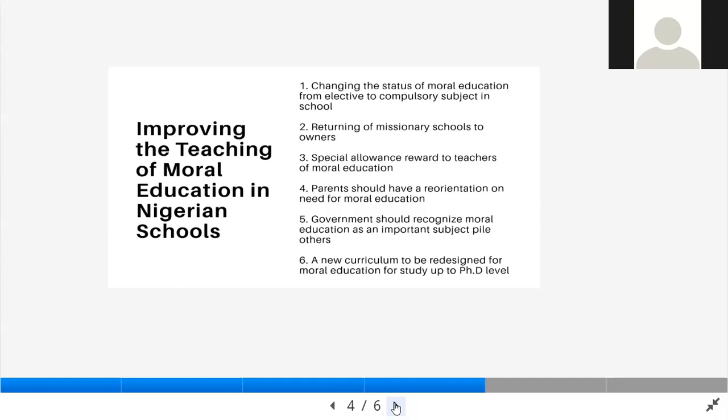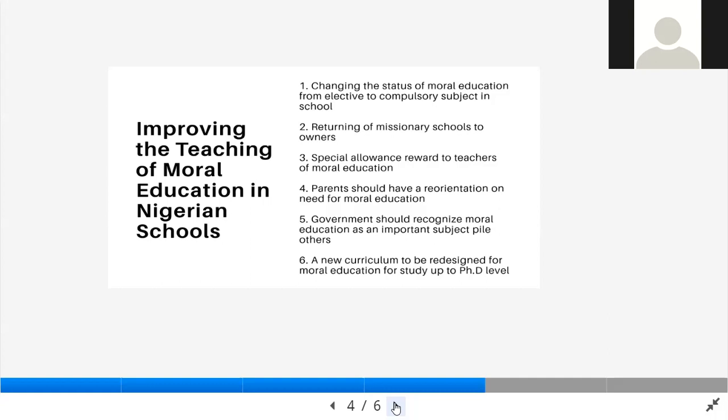Also, they are saying that special allowance or reward should be given to teachers of moral education. This will boost their ego. It will also help them to have that morale. It will ginger their morale to be able to teach these courses very well. When it is time for moral education, they will bring out all their mind, so that they will not see moral education as just any course like that. No, it's going to be just like every other course that the students will have time to go to class and learn. You see, so we are saying that the government should be very supportive of moral education, and they should give the teachers special allowance. It will help to boost their morale.